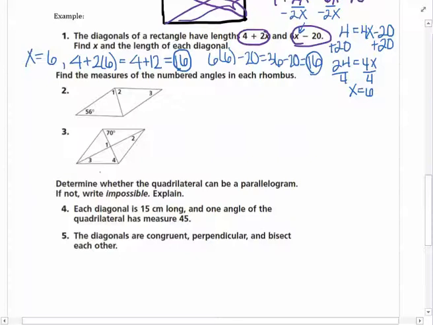Okay, let's look at number 2. Find the measures of the numbered angles in each rhombus. Okay, so remember that you have a special parallelogram, which means opposite angles are congruent. So I already know that the measure of angle 3 has to also be 56 degrees.